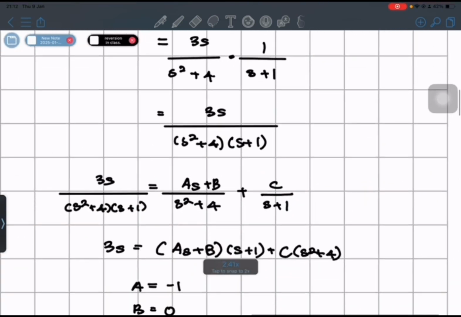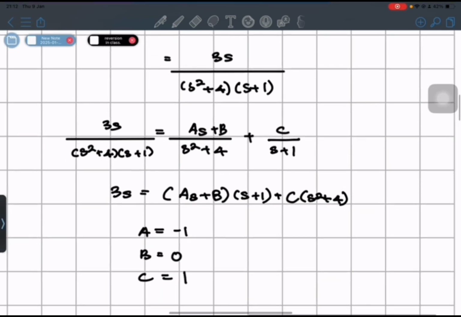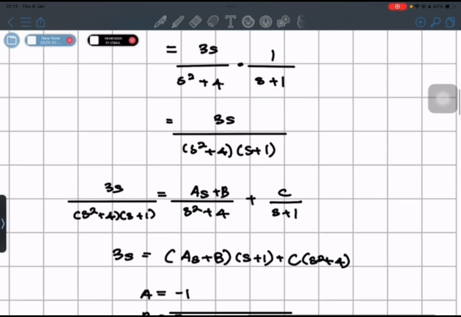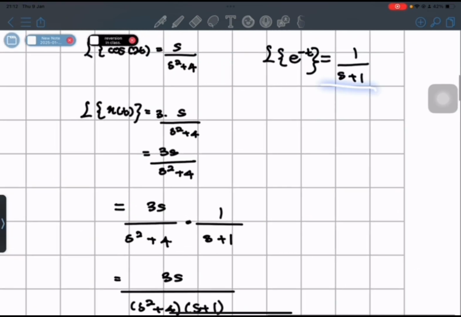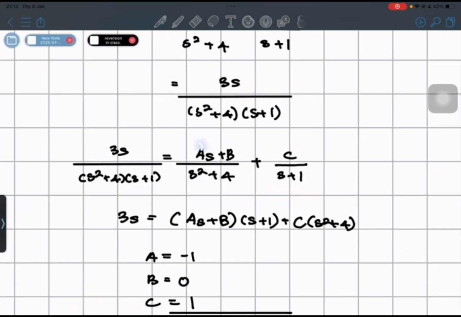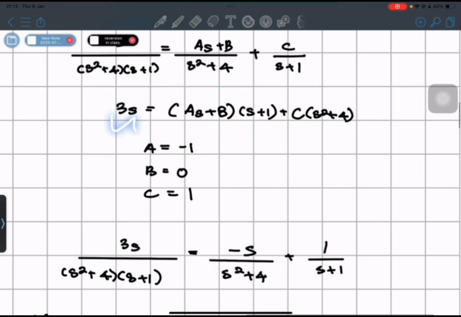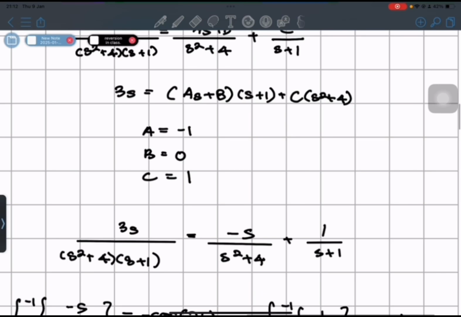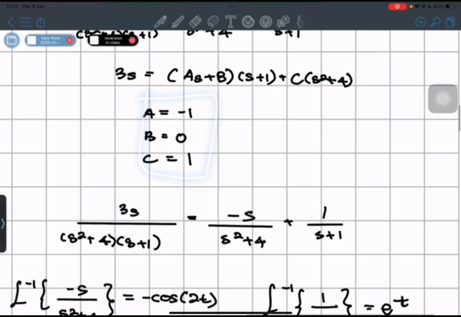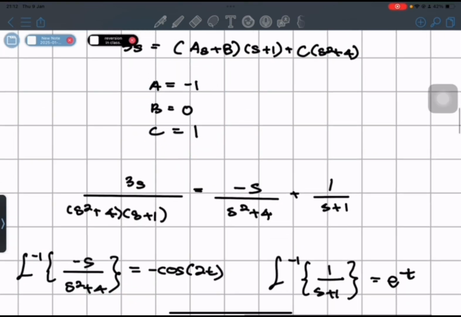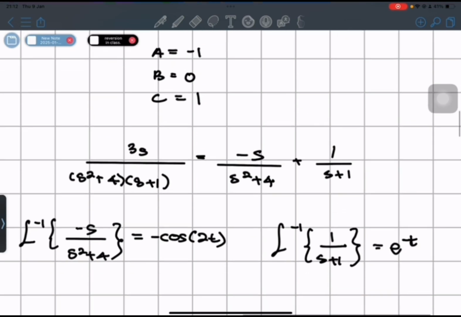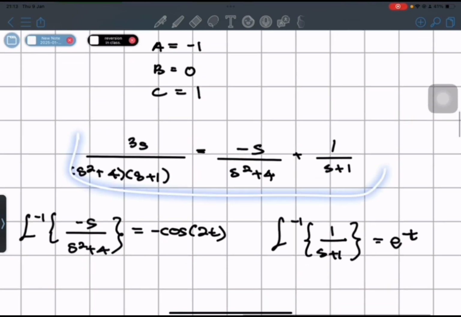So we do the partial fractions, and after we got this, we do the partial fraction to find a, b and c. After we arrange every equation and every term, we got a is equal to negative 1, b is equal to 0, and c is equal to 1. From this we substitute back into the equation, then we got this equation.